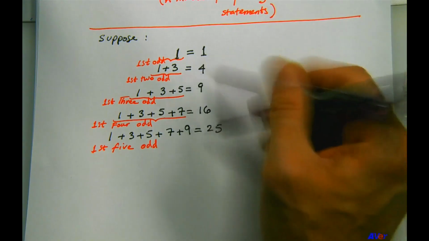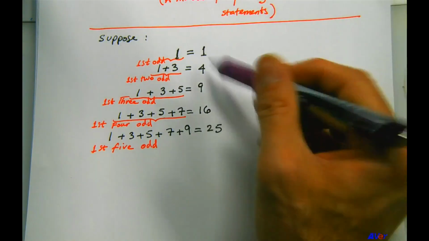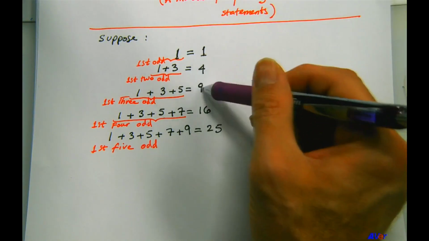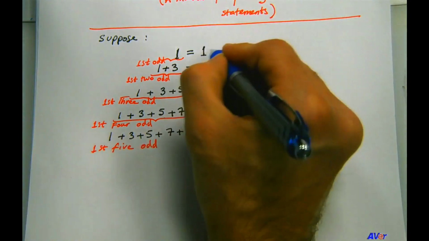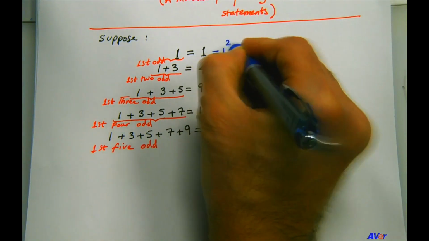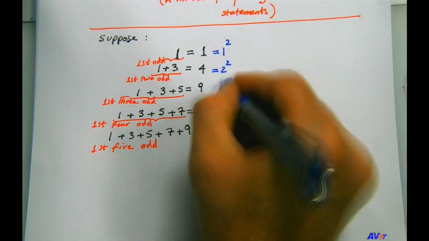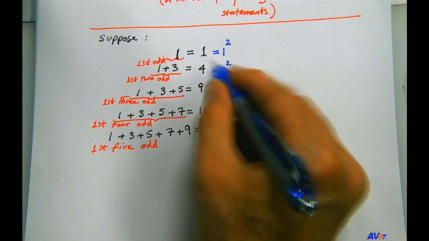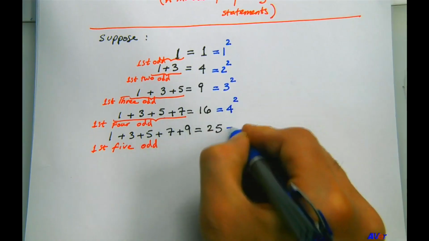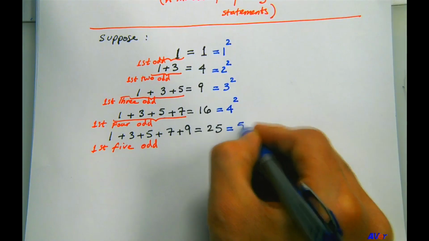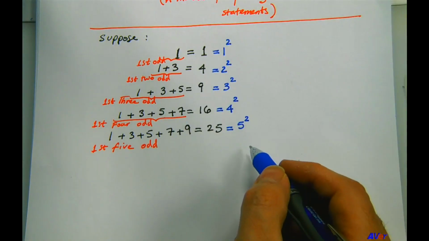So what about the right-hand side? Do you notice any patterns on the right-hand side? Well, if you look carefully, each of these are perfect squares. Okay, so what I mean is we could write this 1 in terms of 1 squared. 1 squared is 1. 4 is 2 squared. 9 is 3 squared. So each one is a perfect square number. And 16 is 4 squared. And of course, 25 is 5 squared. Okay, so there's definitely that pattern on the right-hand side.